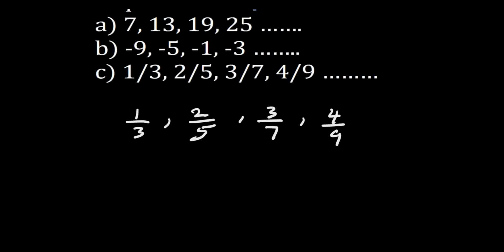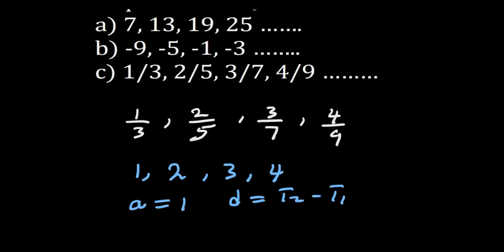So the sequence for the numerator is 1, 2, 3, and 4. So we are going to find the nth term of this sequence, and then thereafter we are going to find the nth term of the denominators. All right, so this would be the first term, A is equal to 1, and the common difference D, which is T2 minus T1, is equal to 2 minus 1, and that is equal to 1.